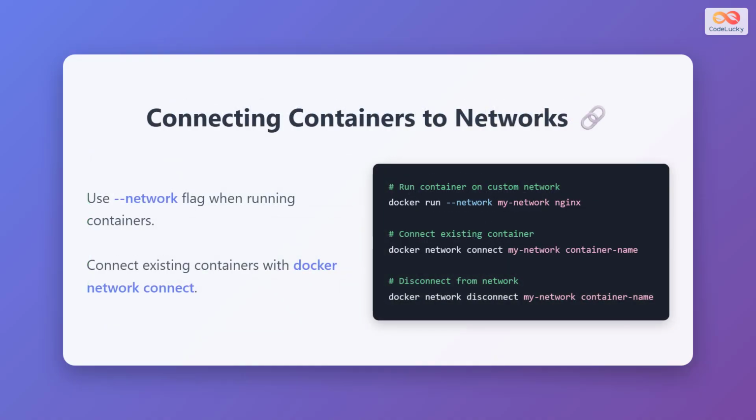To connect containers to networks, use the --network flag when running containers. You can also connect existing containers using the command docker network connect. To run a container on a custom network, use the command docker run --network my-network nginx. To connect an existing container, type docker network connect my-network container-name.